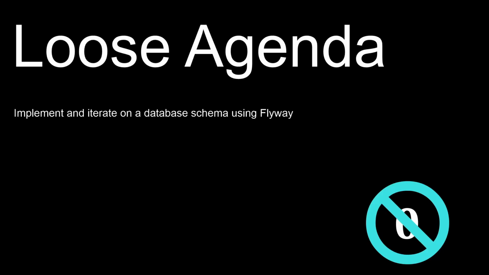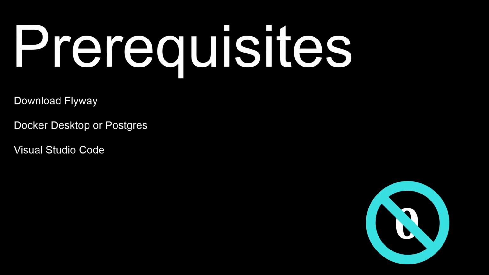Today we're going to be implementing and iterating on a database schema using Flyway. You'll want to download Flyway. It comes as a zip file, and you don't need to do anything further with that. Beyond that, we'll need a means by which to get a Postgres instance, so either install Postgres or use Docker Desktop. We'll walk through the Docker Desktop workflow on this exercise. And further, we'll use Visual Studio Code for our development environment.